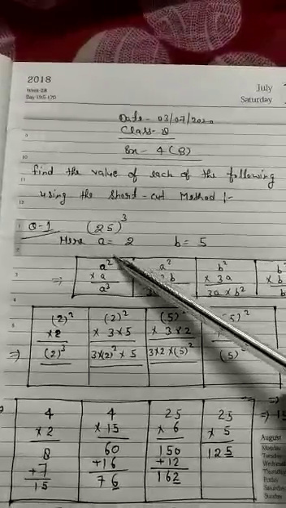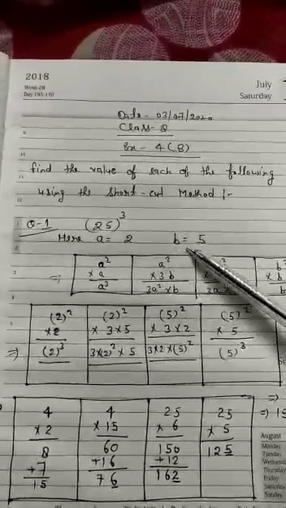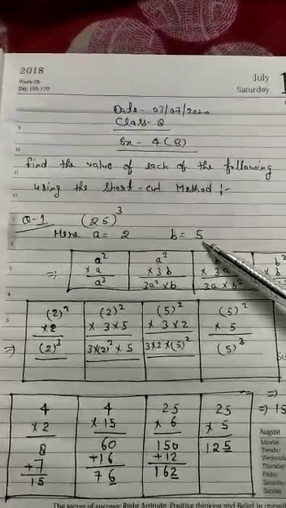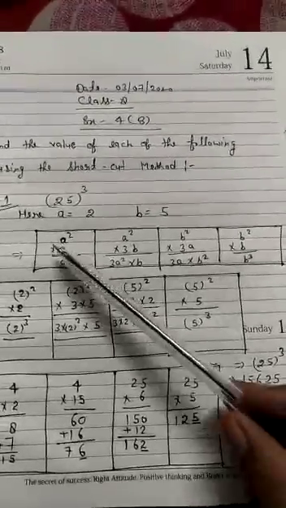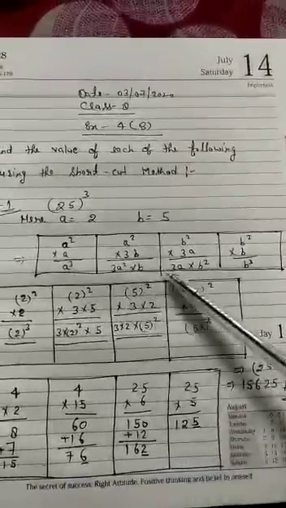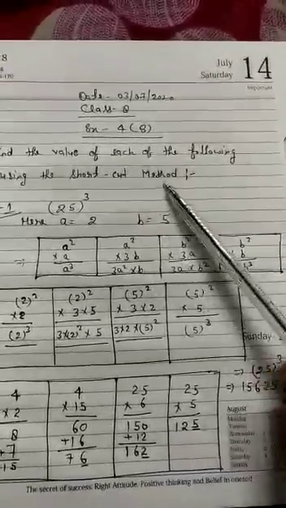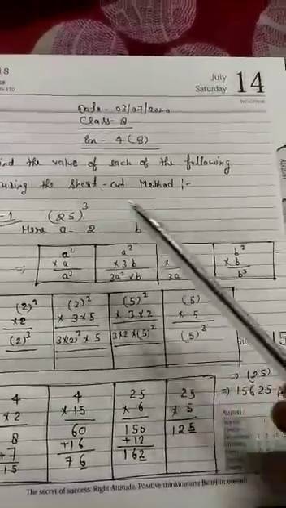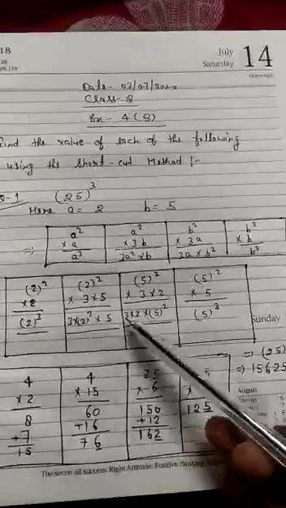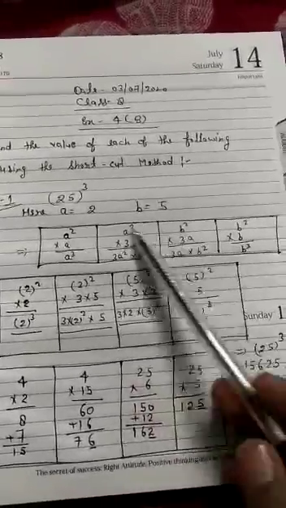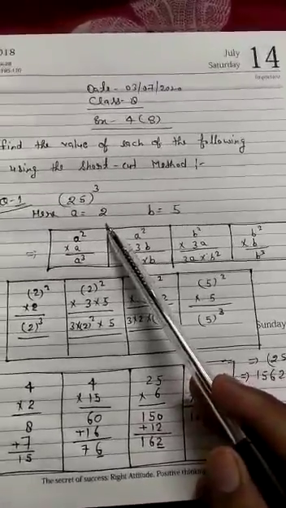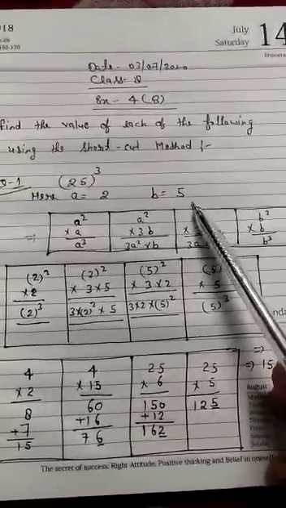So first of all, we will consider two variables, A and B. The value of A will be 2 and the value of B will be 5. Using this formula, which I have written here, we will follow the shortcut method. Using this formula, we will find the cube of 25, and according to the formula, we will put the values: in place of A, we will write 2, and in place of B, we will write 5.